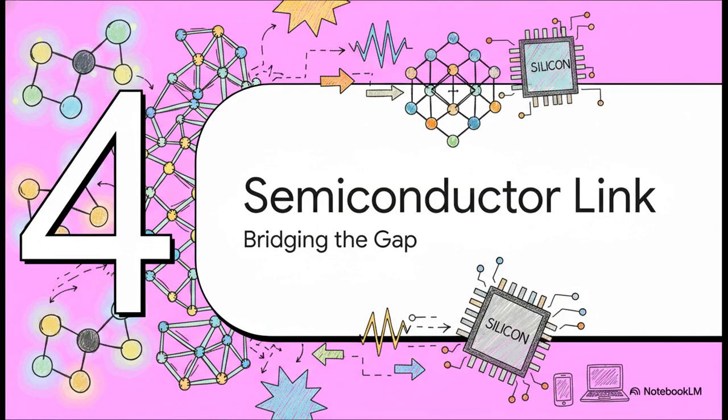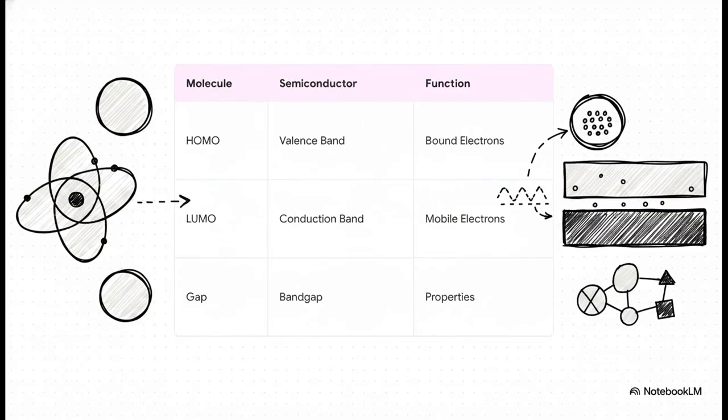Which brings us to section 4, the semiconductor connection. So, you might be wondering, how does this microscopic chemistry scale up to the big physical materials inside our computers and phones? Well, there's a perfect direct translation to solid-state physics. The HOMO in a single molecule behaves exactly like the valence band edge in a semiconductor. That's the highest level holding tightly bound electrons. The LUMO translates directly to the conduction band edge, the lowest empty level where electrons can freely move around and conduct electricity. And that empty space between them, the HOMO-LUMO gap, perfectly mirrors a semiconductor's band gap. These aren't just kind of similar ideas, they are parallel frameworks for understanding how materials transport charge.